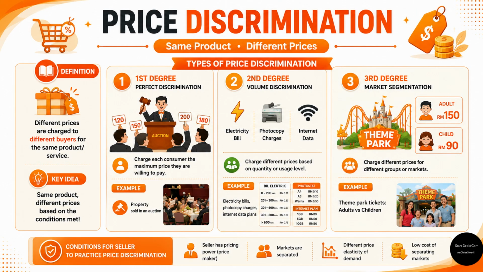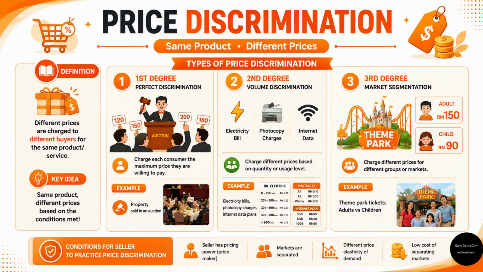There are three main types of price discrimination. The first is first degree price discrimination, sometimes called perfect price discrimination. Here, the seller attempts to charge each consumer the maximum price that he or she is willing to pay. An auction is one example that can help us understand this concept.